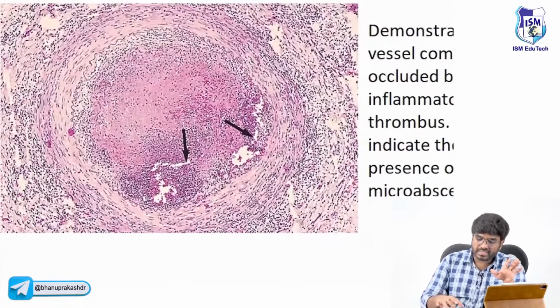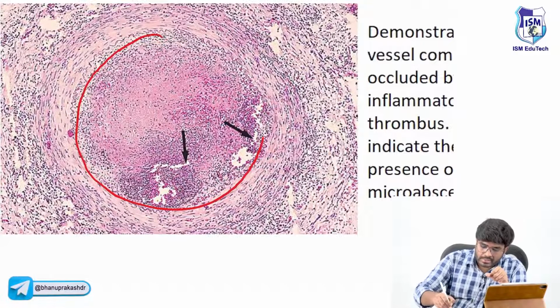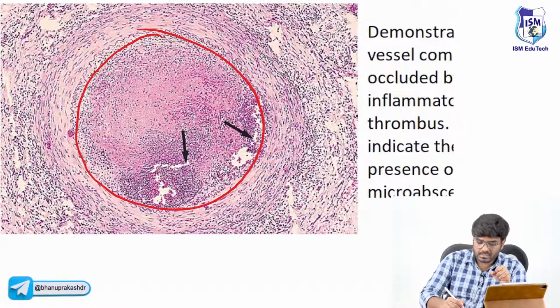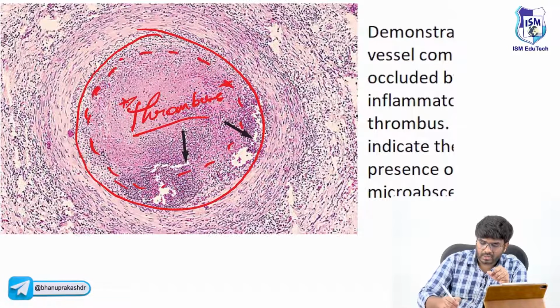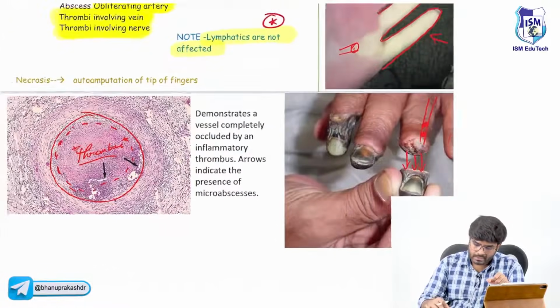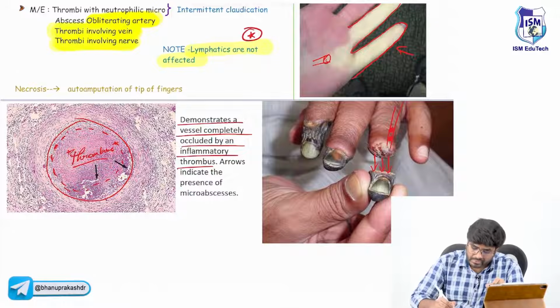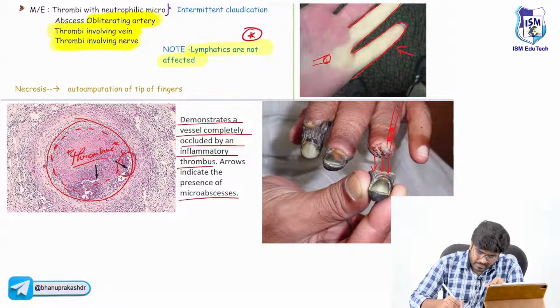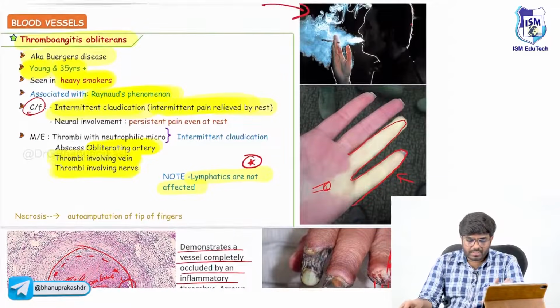You can very clearly see here, this is a blood vessel, the apex of the blood vessel. The entire lumen is blocked with the thrombus. This is a thrombus, with a lot of inflammatory cells seen. It demonstrates a vessel completely occluded by an inflammatory thrombus. And you can even see the micro abscess. Infection, micro abscess. Okay, so done.